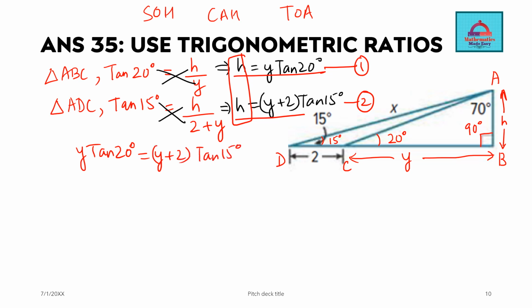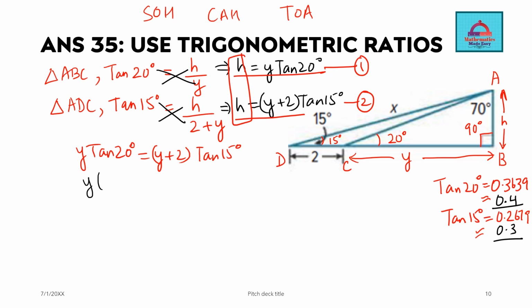Now you'll use your calculator and you'll use the values of tan 20 and tan 15 degree. So this is going to be 0.3639, and this is going to be 0.2679. I'm going to round off, and the value that I'm going to use here in this question is nearest to one decimal place, so 0.4 for this, and for this I'm going to use 0.3. So let's plug in the value. So y times tan 20, which is 0.4, is equal to y plus 2 times 0.3.